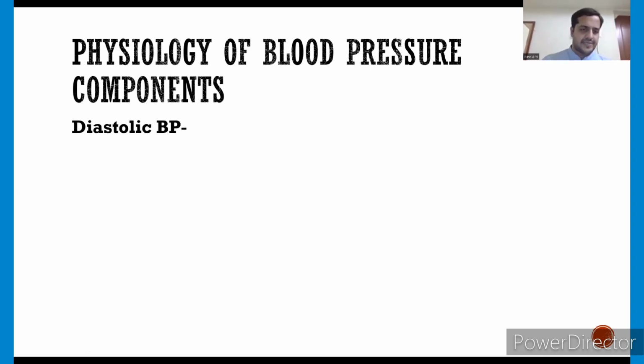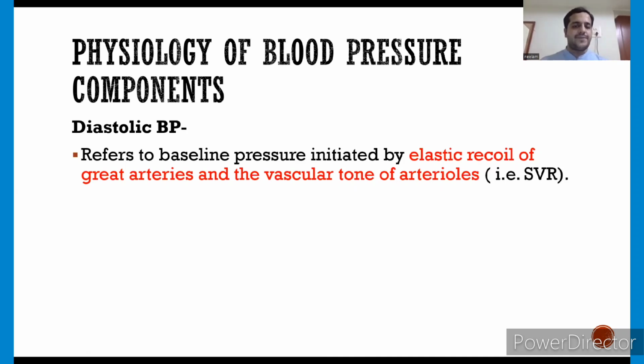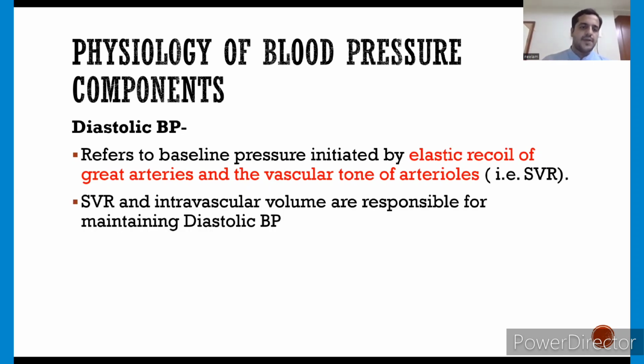So first, coming to the diastolic blood pressure, it is actually nothing but the baseline pressure which is exhibited by the elastic recoil of the great arteries. Okay, that is your aorta, pulmonary artery, the major vessels, their baseline elastic recoil, and the vascular tone of the arterioles which are present in the tissues. So these are the two things which are responsible for your diastolic BP. Ultimately it is the intravascular volume, that is how much blood is actually present in the system, and secondly the systemic vascular resistance. These are the two things which determine your diastolic BP.